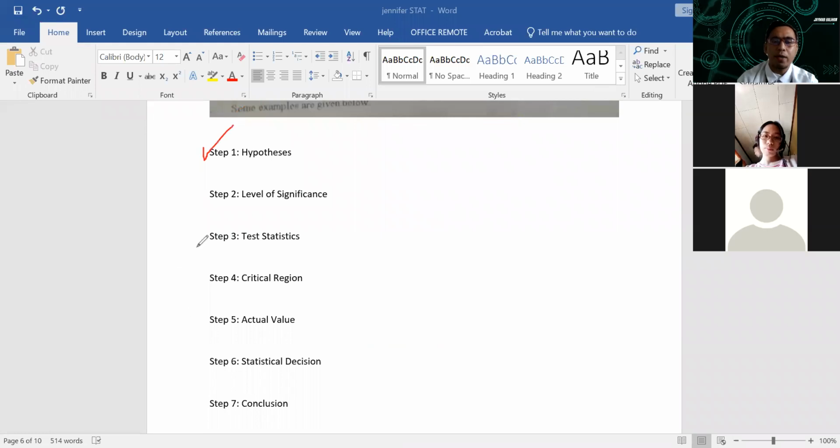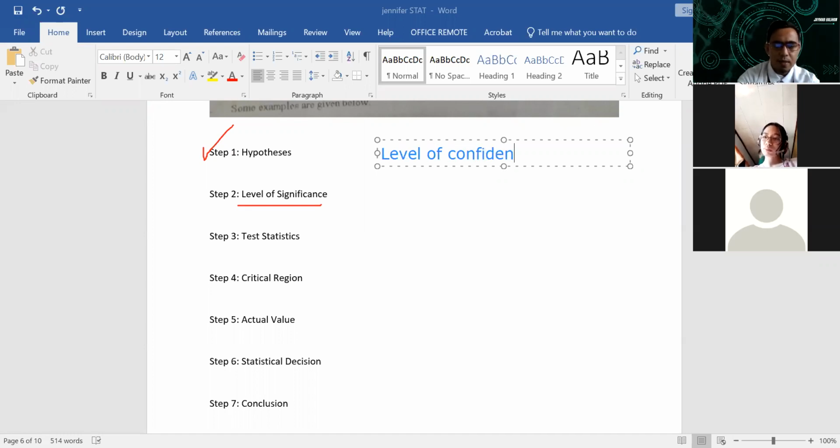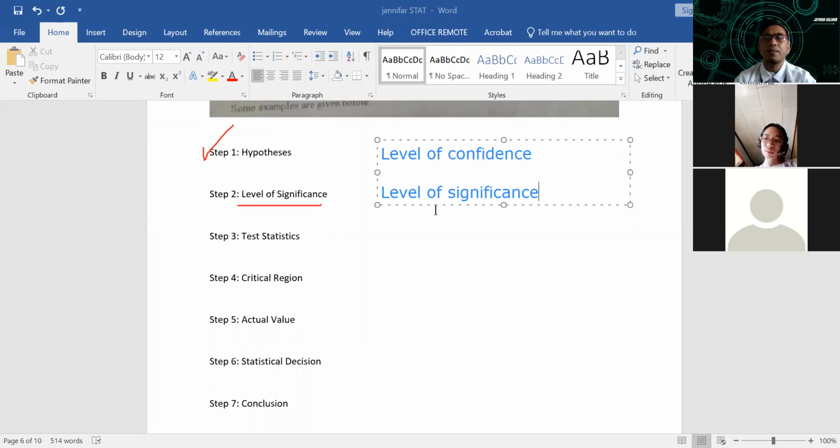The next part is the level of significance. There are two things that you need to consider in step 2. We have the level of confidence, and the other one is the level of significance. Okay, let us start with the level of confidence. Kung saan na sila, kasi kalainan nilang duha.